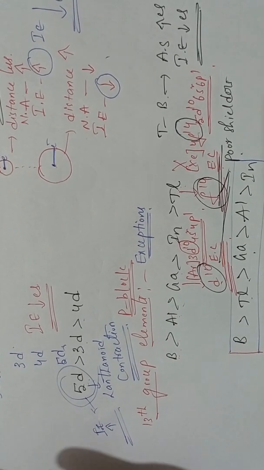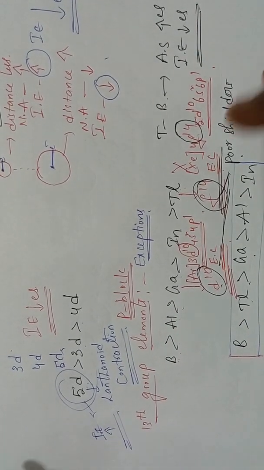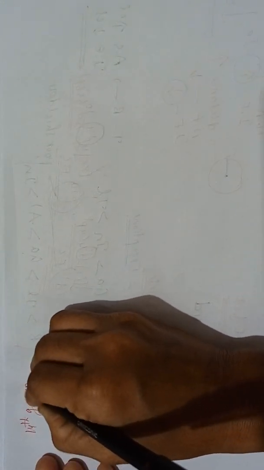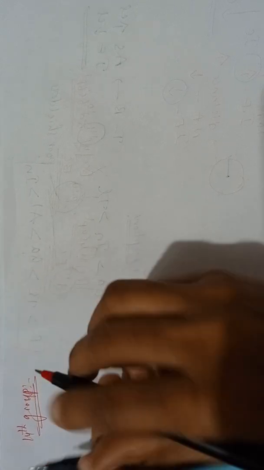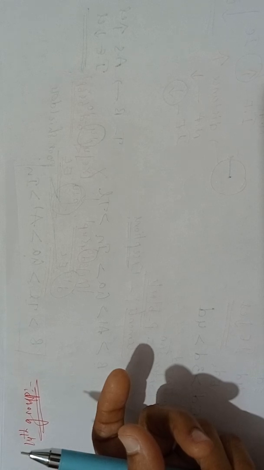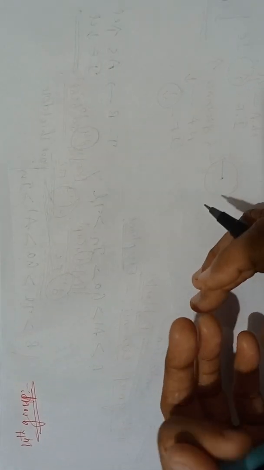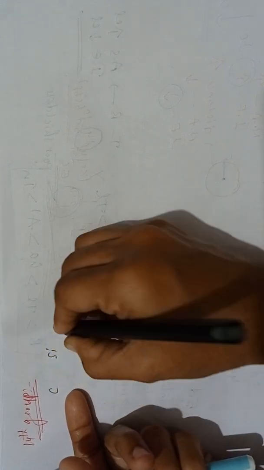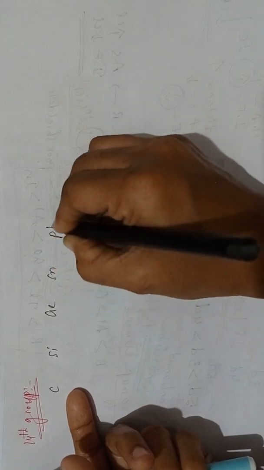13th group elements exception, students. Now I am taking one more exception, 14th group elements. So what about the 14th group elements? See here, 14th group elements. What are the 14th group elements, students? Carbon, silicon, germanium, tin, lead. So here I am taking the 14th group elements: carbon, silicon, germanium, tin, lead.